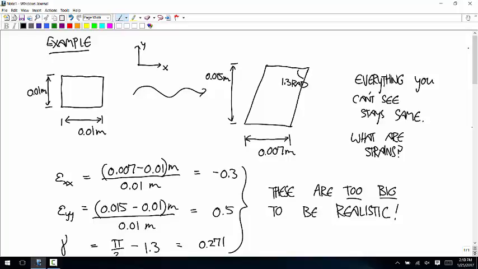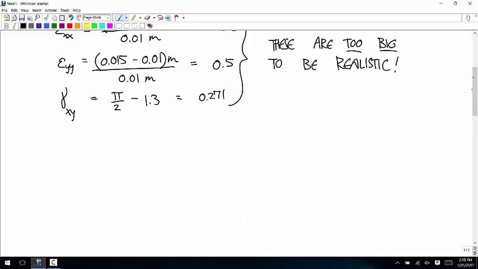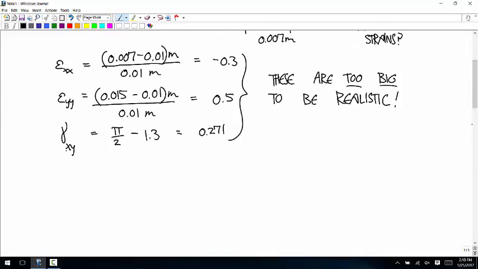Yes, that was the idea, that if I drew it out of plane, all the angles would be 90 degrees still. And so these are the three non-zero values. And then we also have epsilon ZZ is equal to gamma XZ is equal to gamma YZ. These are all zero. And what are the units for strain? Right, no units.